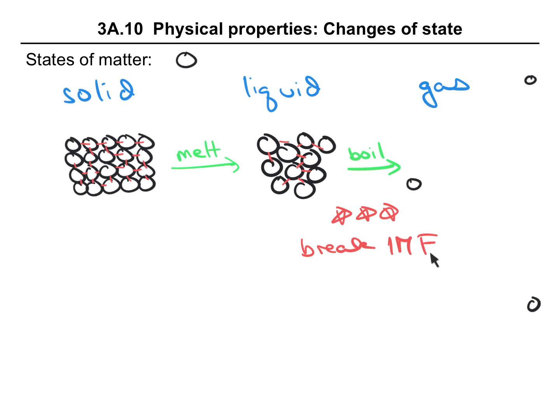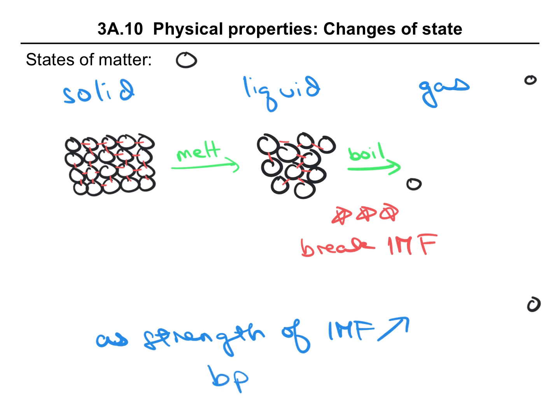Now, to break these intermolecular forces, it takes a certain amount of energy. How much energy depends on the strength of these intermolecular forces. The stronger the intermolecular forces, the more energy is required, therefore the higher boiling point. So, as the strength of the intermolecular forces increases, the boiling point will increase because stronger intermolecular forces take more energy, a higher temperature, to be able to break those intermolecular forces.